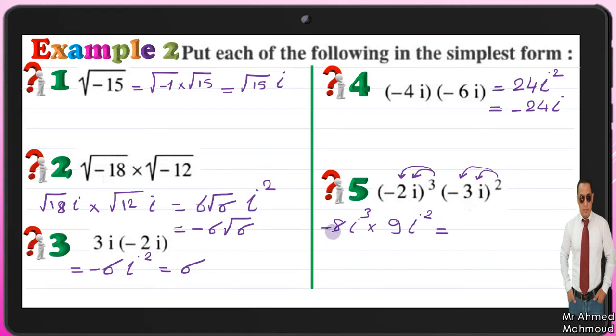So negative 8 times 9 equals negative 72. i power of 3 times i power of 2 equals i power of 5. Okay, and it will be negative 72 i power 4 plus 1. I will cross out 4. It will be i power of 1. So finally it will be negative 72i.